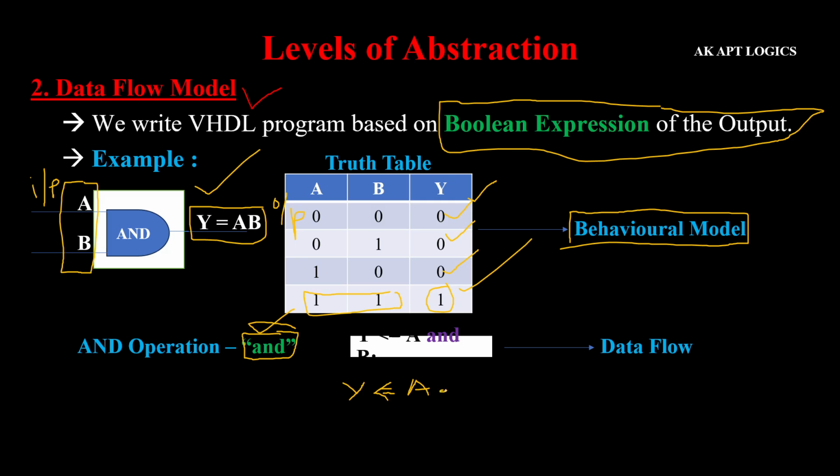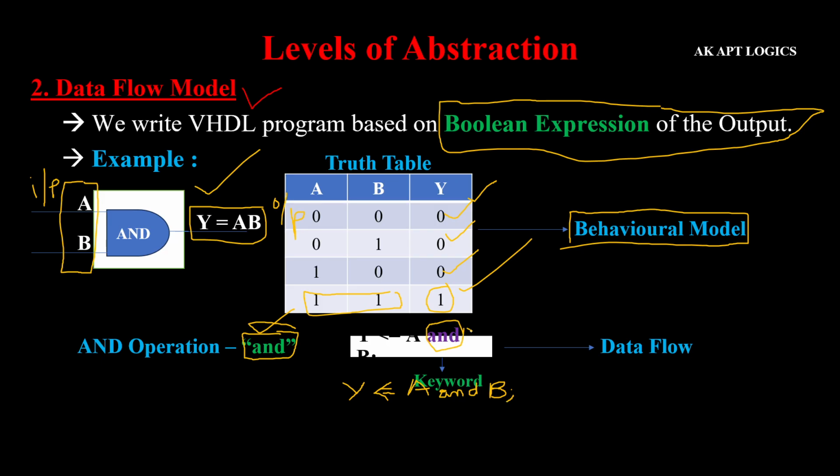The thing A and B, and then we are going to use the semicolon. Okay, yeah. So here "and" is a keyword, right? Here "and" is a keyword.